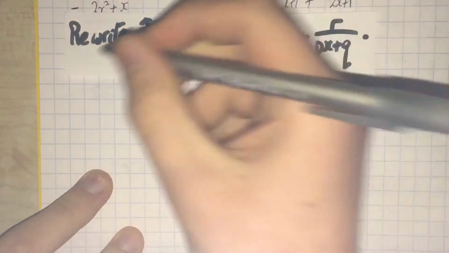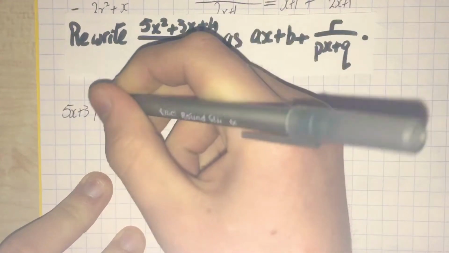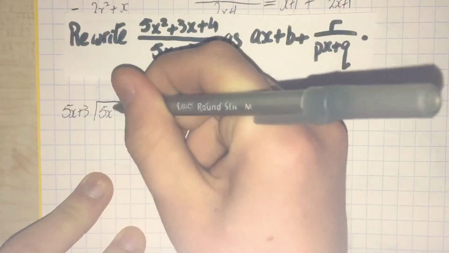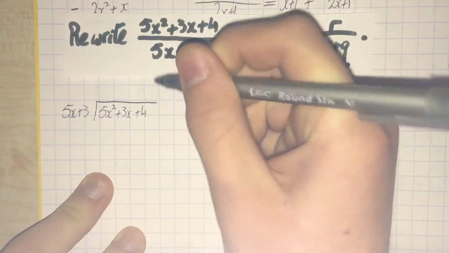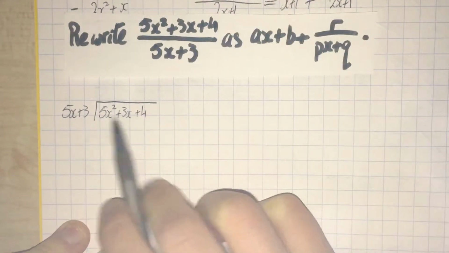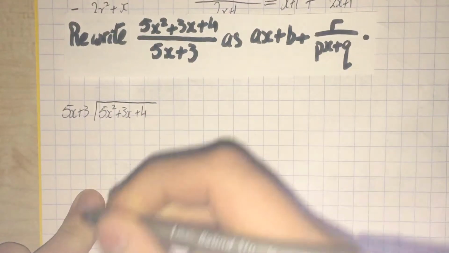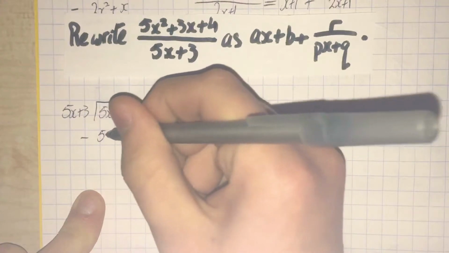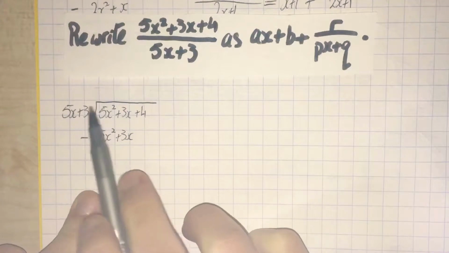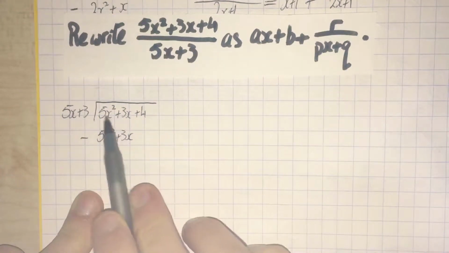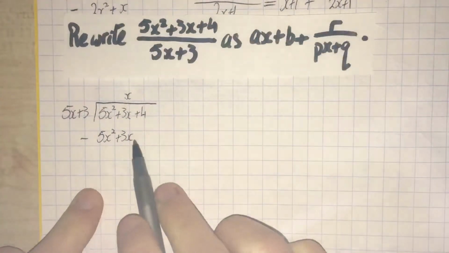So we're going to have 5x plus 3, and we're dividing 5x squared plus 3x plus 4. We'll be dividing that through by our 5x plus 3. So we're going to be minusing 5x squared plus 3x, as we're going to have to times by x to get that term to equal that. So times by x again.